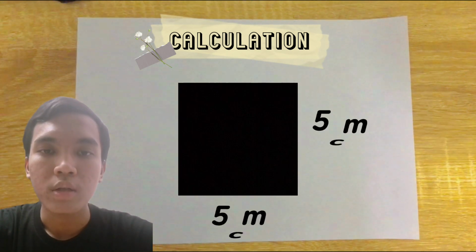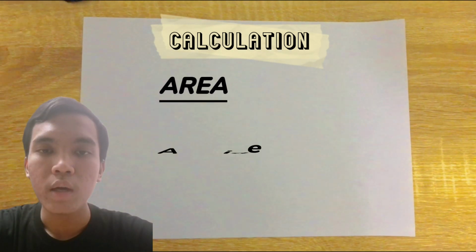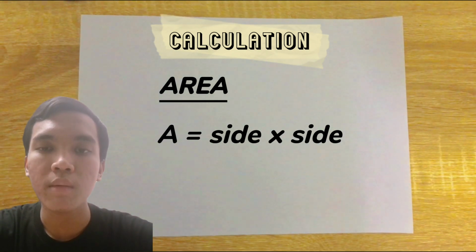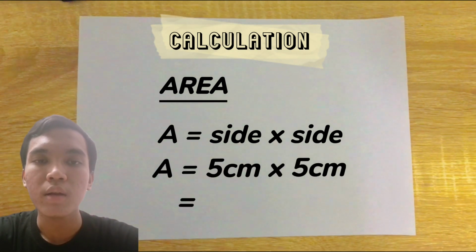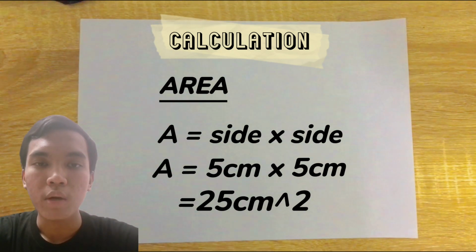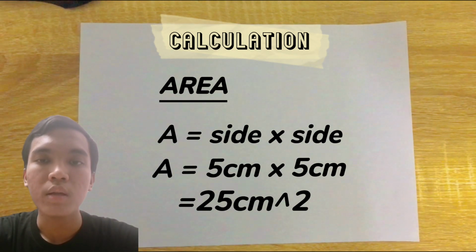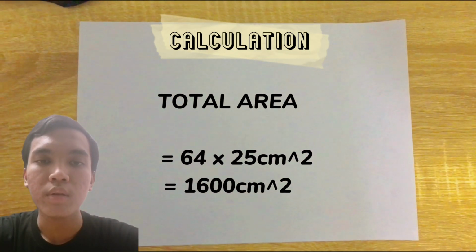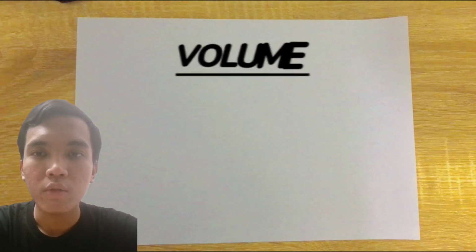Let's say the measure of the small square is 5 cm for each side. The area for a square is A equals side times side, and the standard notation should be in cm squared. Therefore, the area for one small square is 5 times 5, which equals 25 cm squared. If the board size is 8 times 8, the total number of small squares is 64. Hence, the total area for a whole chessboard is 64 times 25 equals 1600 cm squared.